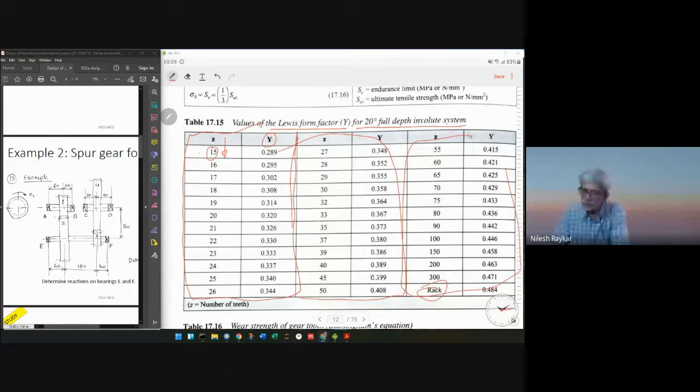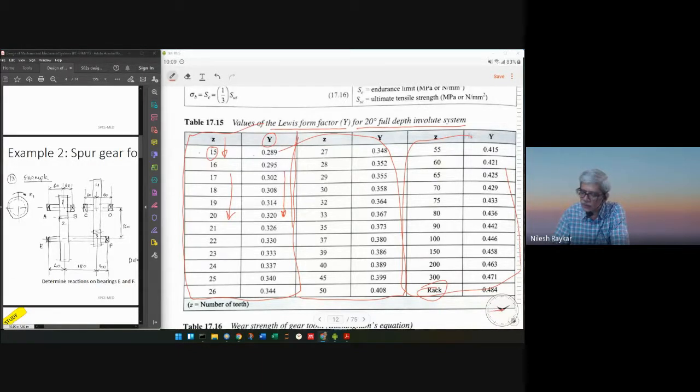So the Lewis form factor is given in this particular table, which we'll be using in our calculations. We obtain the Lewis form factor from this table. Now just observe the variation of this Lewis form factor. You'll observe that as the number of teeth increases, the Lewis form factor also continuously increases. That is one observation you have to keep in mind.